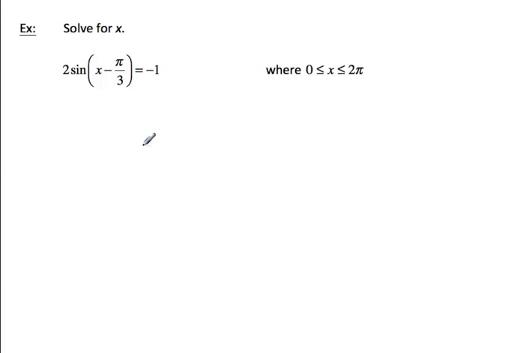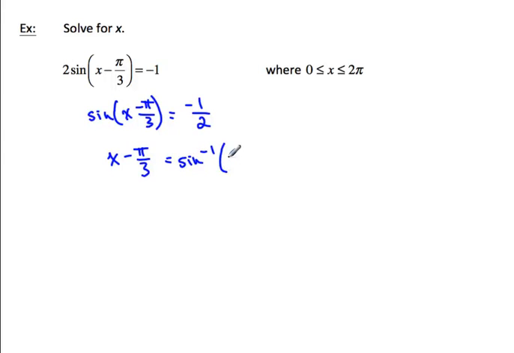The same kind of thing happens when we've got, instead of a horizontal stretch, a horizontal translation. We're going to deal with that in exactly the same way. We're going to change this x to match the input of the function, x minus pi over 3. Once again, we start off the same way, dividing both sides by 2. We get sine of x minus pi over 3 is equal to negative 1 over 2. Therefore, x minus pi over 3 is equal to the inverse sine of negative 1/2.